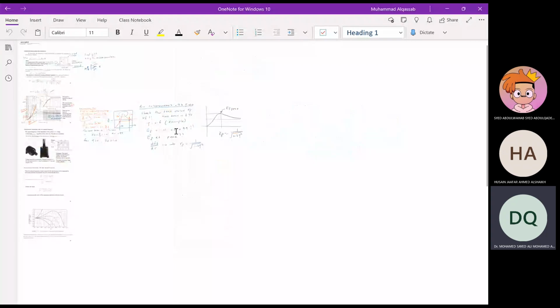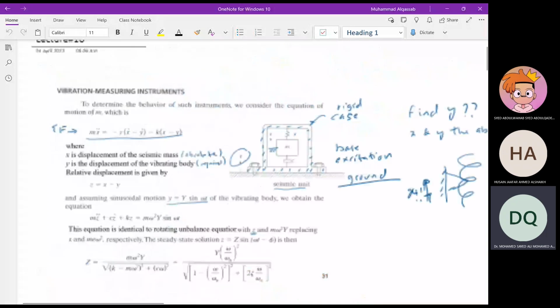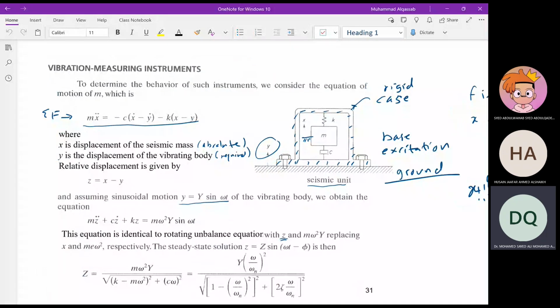Okay, so this is the section about vibration measuring instruments we are going to use in order to do the measurements. It is a spring mass damper system inside a rigid casing, and it will be placed on a surface or on the outside of a machine, and this is why it is called a seismic unit that can measure the vibration of the ground or the surface.